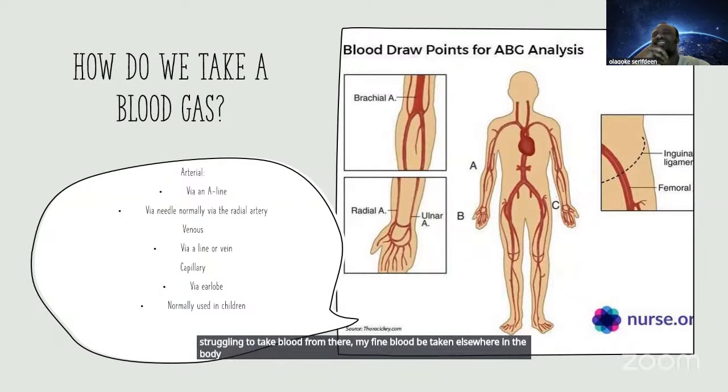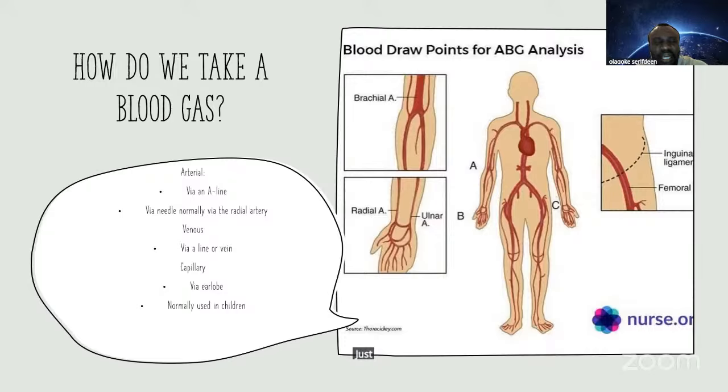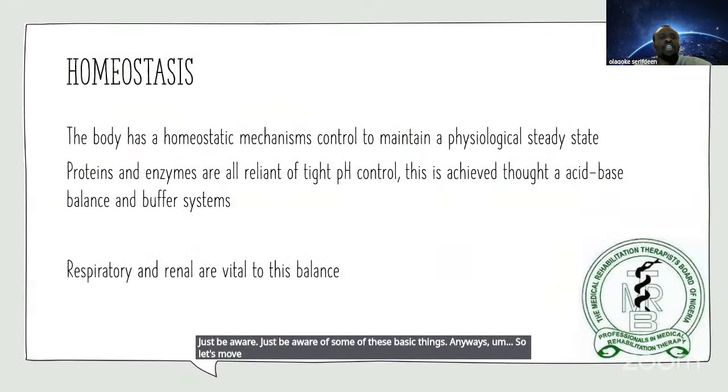It could be through the femoral artery, it could be brachial arteries, it could even be through the ulnar arteries. So just be aware of some of these basic things. Anyways, let's move on. So now, why are we so concerned about these ABGs?